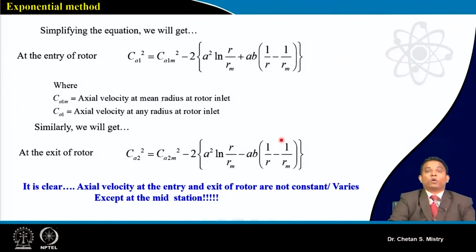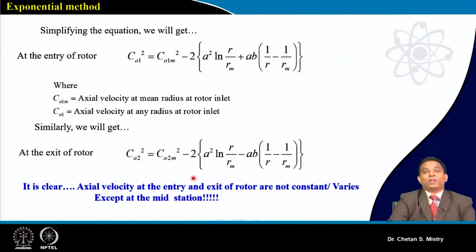What is the reason? Because my axial velocity at the entry and exit does not remain constant, it is varying, and that is not satisfying my radial equilibrium equation. Now the question must arise in your mind: if it is not satisfying the radial equilibrium, then what needs to be done? That we will be discussing very soon.